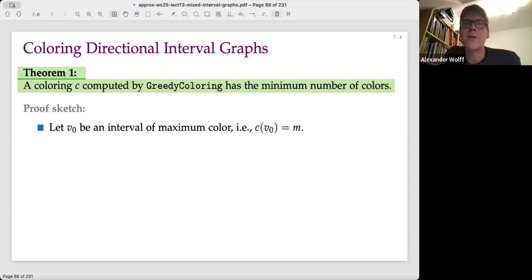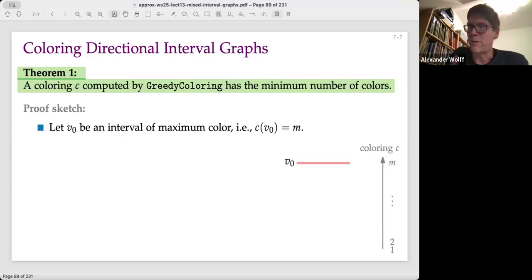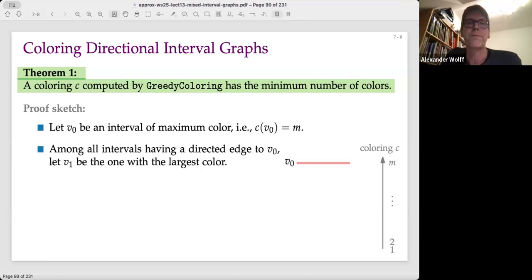Let's consider an interval that gets the largest color by my algorithm. Let's suppose M is the number of colors that I use. So I will now again express the color by height. And so this interval V0 will be one of the topmost intervals. And now I will try to construct a clique of size M in this graph G+. Okay, and how do I do that?